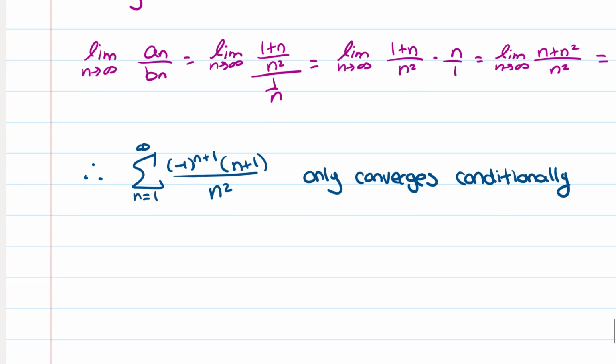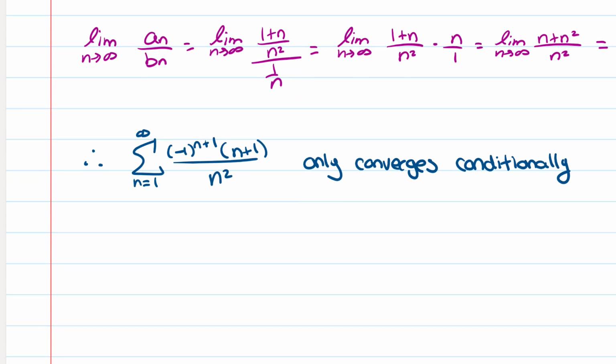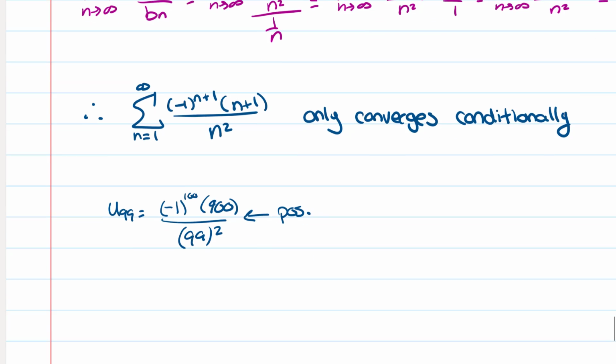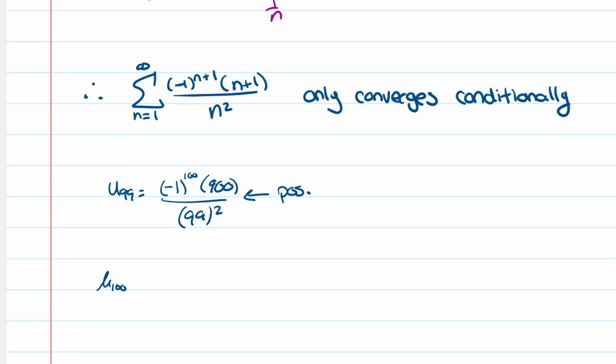Now we need to find the truncation error. So I go ahead and find u of 99, which means I'm just plugging in 99. So negative 1 to the 100 times 100 over 99 squared. I don't really care what this number is. I only care that it's positive, which tells me my 100th term is also going to be positive. So I just plug in the number. It's 101 over 100 squared, which equals 0.0101. And we call this the truncation error.